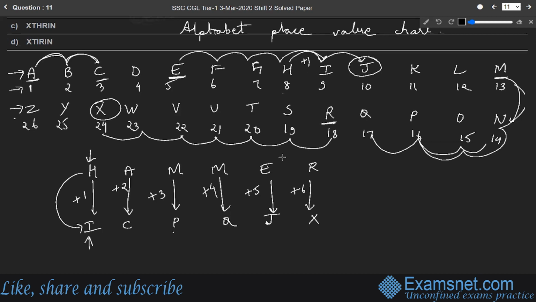So the concept here is first alphabet is added with 1, second alphabet is added with 2, third alphabet is added with 3, fourth alphabet is added with 4, fifth alphabet is added with 5 and sixth alphabet is added with 6. So the concept is adding 1, then 2, then 3, then 4, then 5, then 6 and so on. Now let us check it for the word that is given in the question.